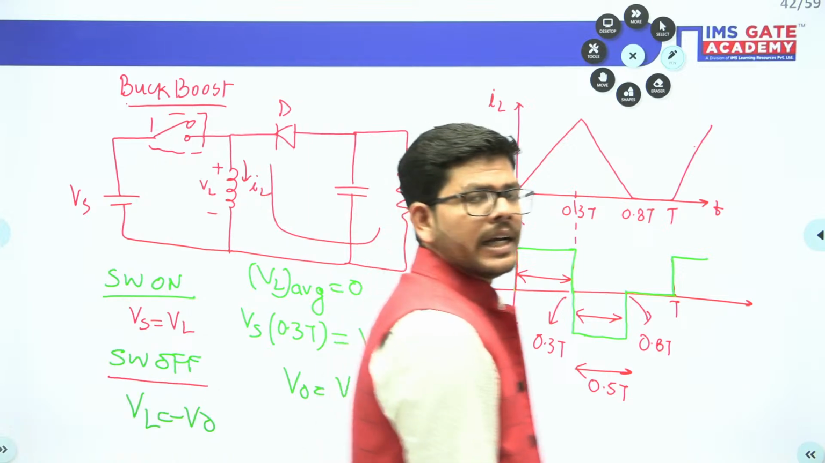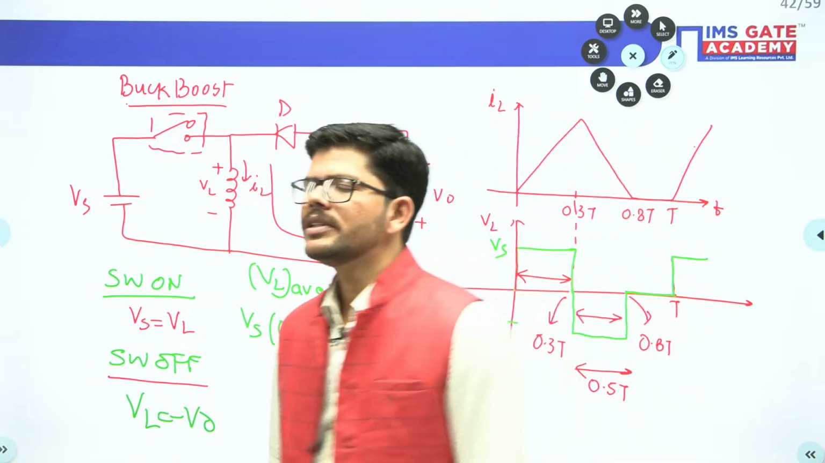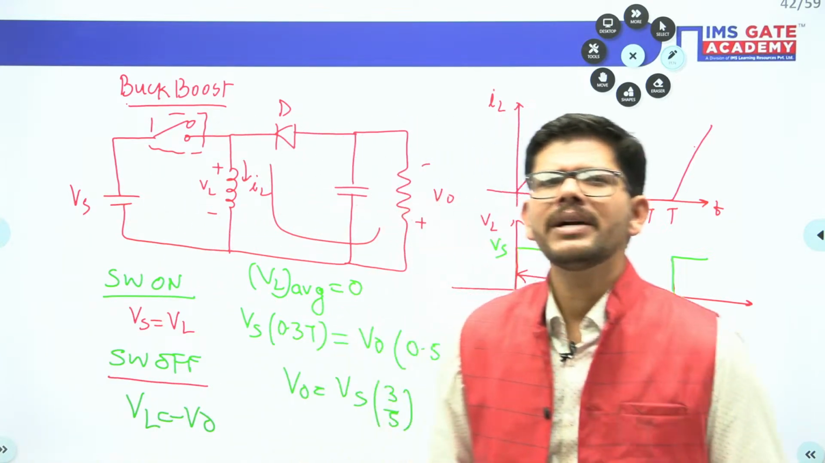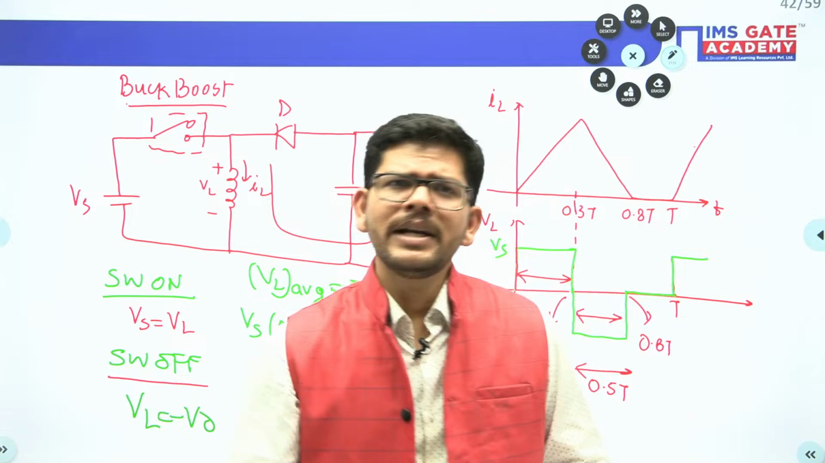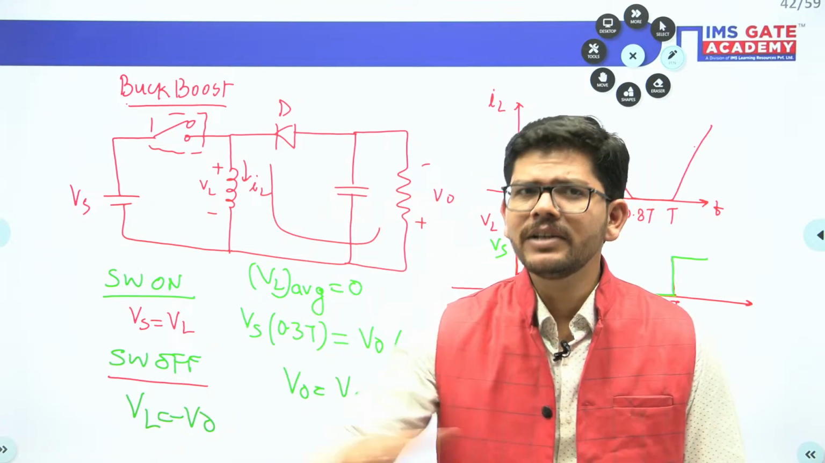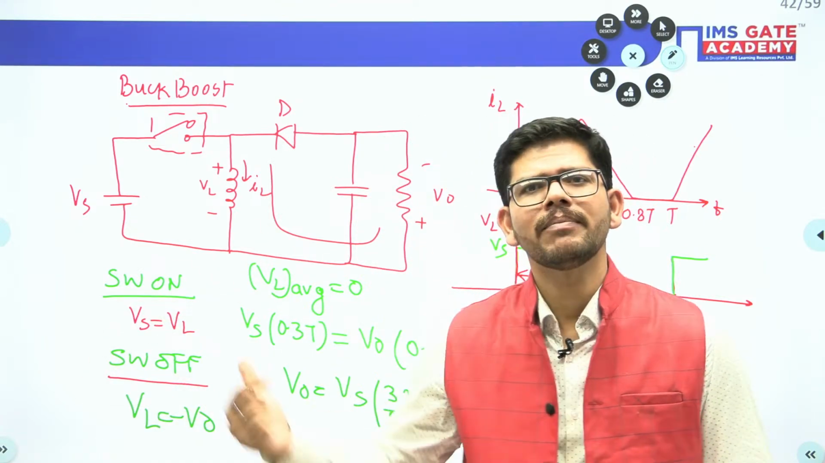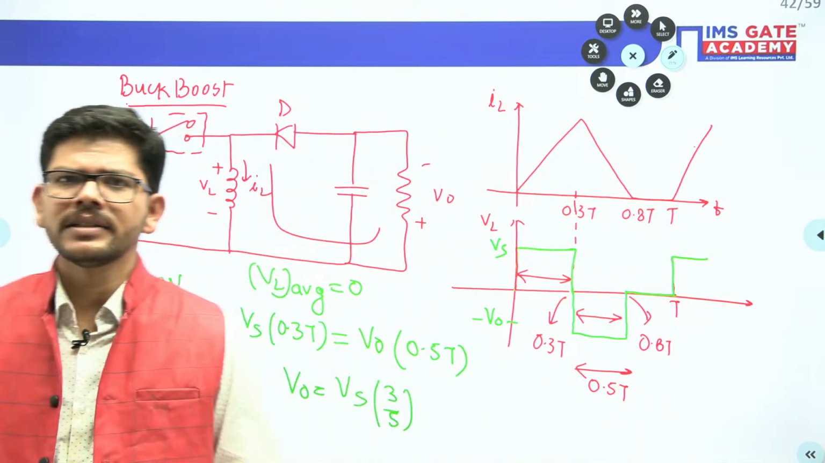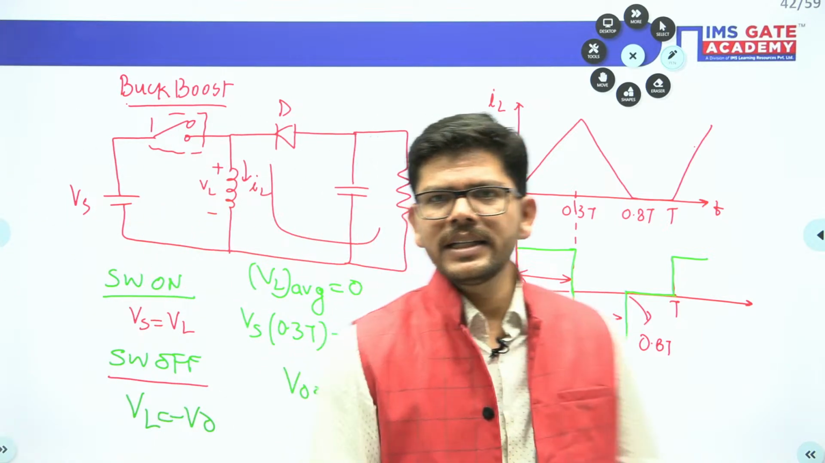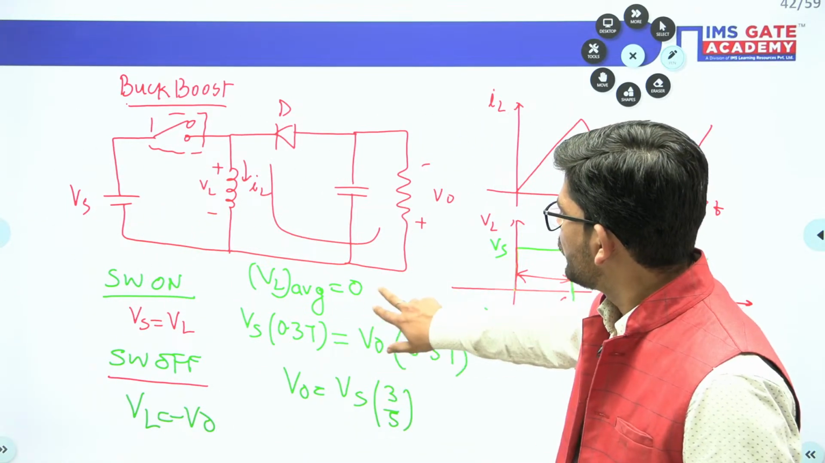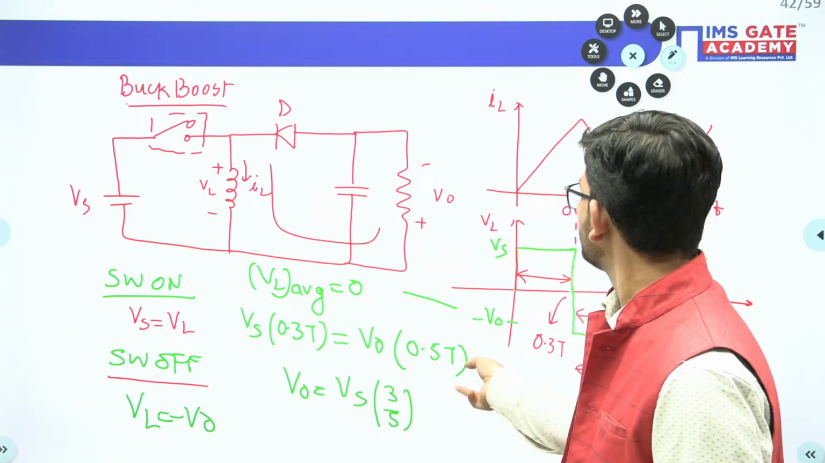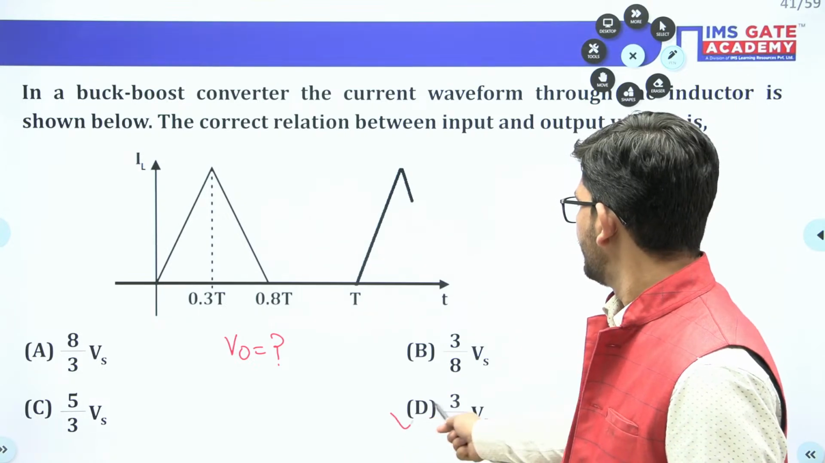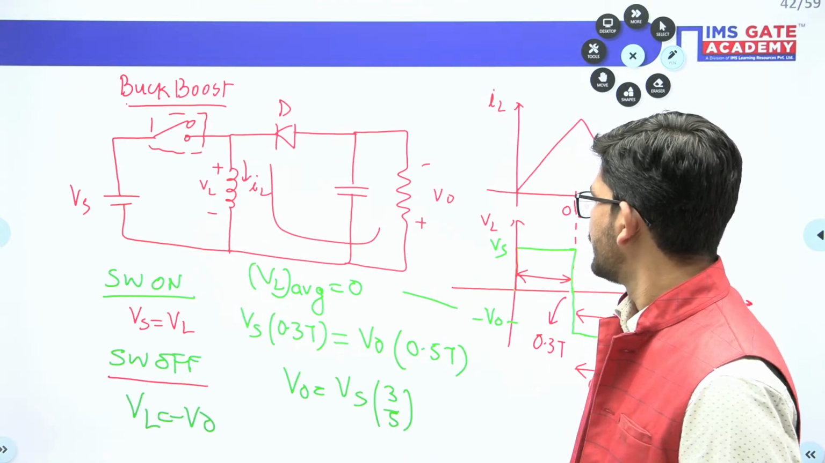See, this seems to be a very difficult problem. It seems to be a very tough problem. It has an appearance like that, but it isn't so, guys. With the fundamental principle, even if somebody hasn't gone through these converters, he can apply these things and solve this question. Tell me, guys, Nikhil, are you getting the same answer as well? Let me see whether we have this option: 3 by 5 of Vs, yes, we have this option. Option D will be the correct option.